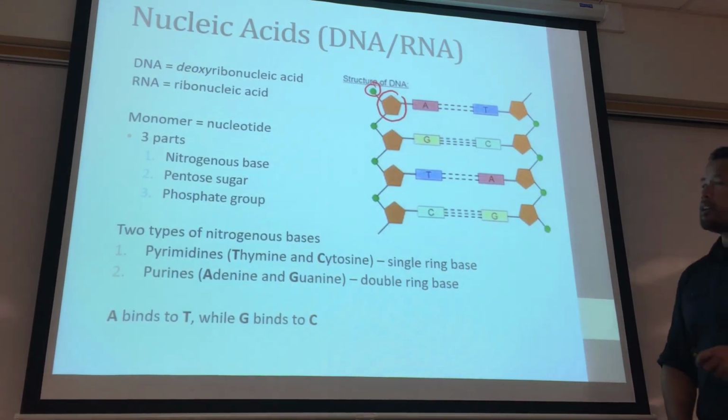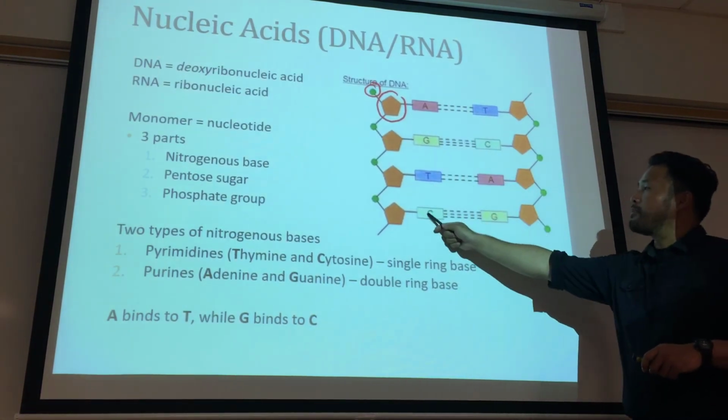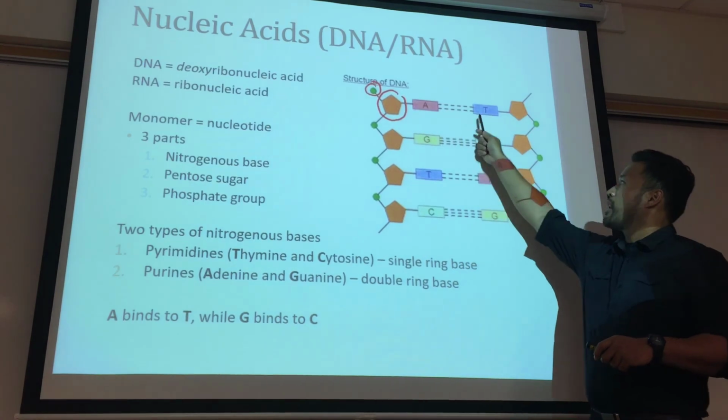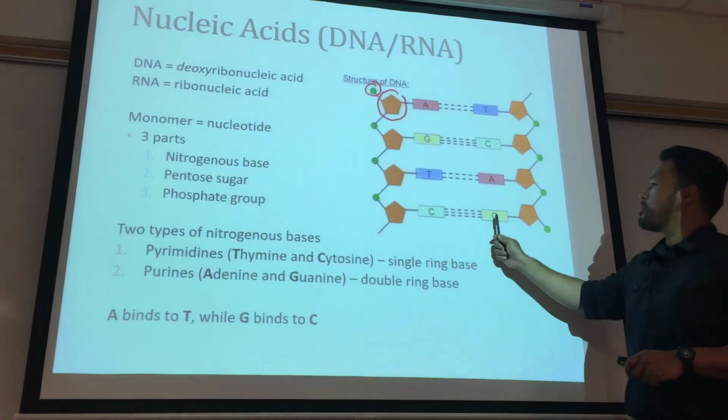And if you were to look at what's called the complementary sequence, if I only had one side of it, adenine would bind to thymine, guanine would bind to cytosine, thymine would bind to adenine, cytosine would bind to guanine.